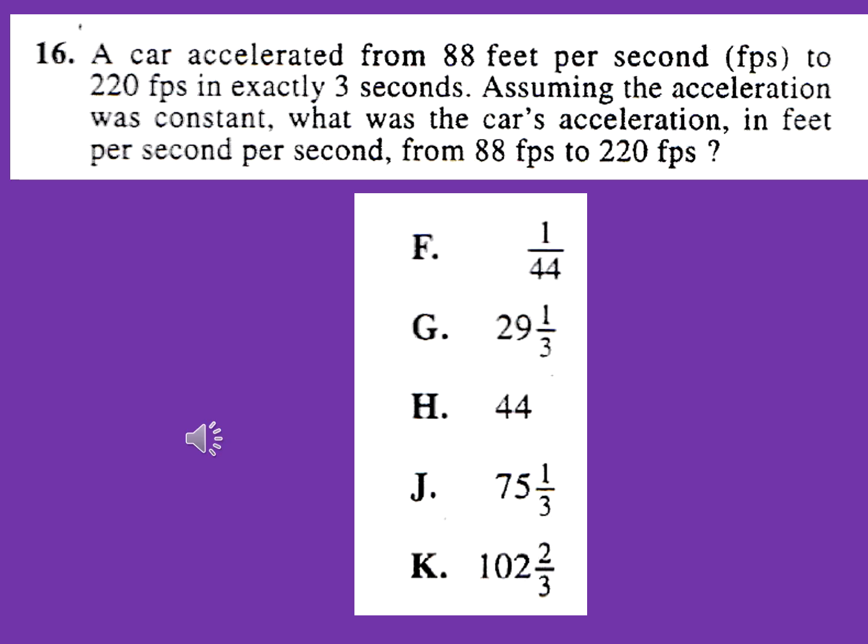A car accelerated from 88 feet per second to 220 feet per second in exactly 3 seconds. Assuming the acceleration was constant, what was the car's acceleration in feet per second from 88 to 220? We have some choices of 1/44, 29 1/3, 44, 75 1/3, and 102 2/3.